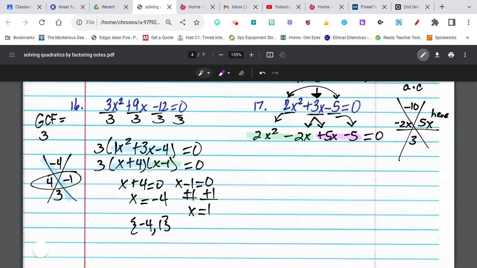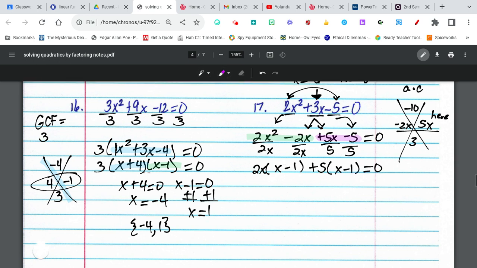So looking at the ones in green, I can see that they have 2x in common, which leaves me with x minus 1. Looking at the ones in purple, I see they have a 5 in common. So positive 5, which leaves me with x minus 1. Now I see the common binomial factor. The common binomial factor is x minus 1. I'm going to pull it out. And the leftover will be 2x plus 5.